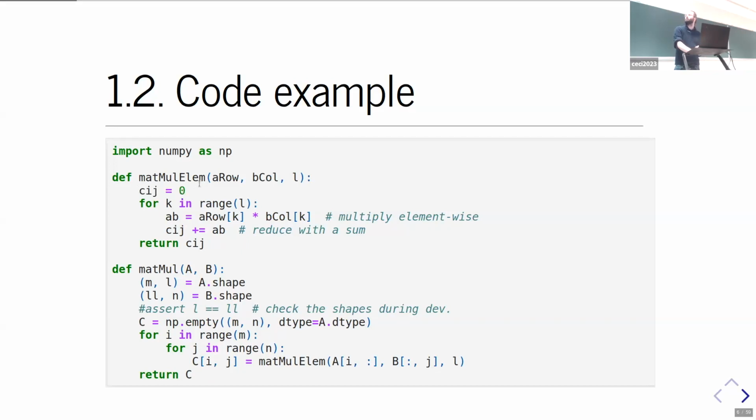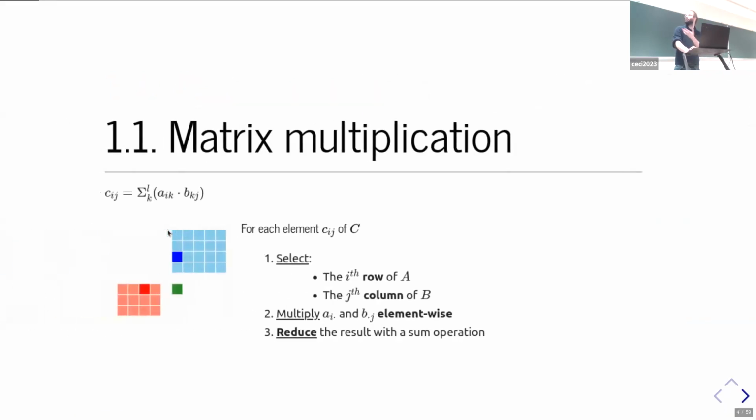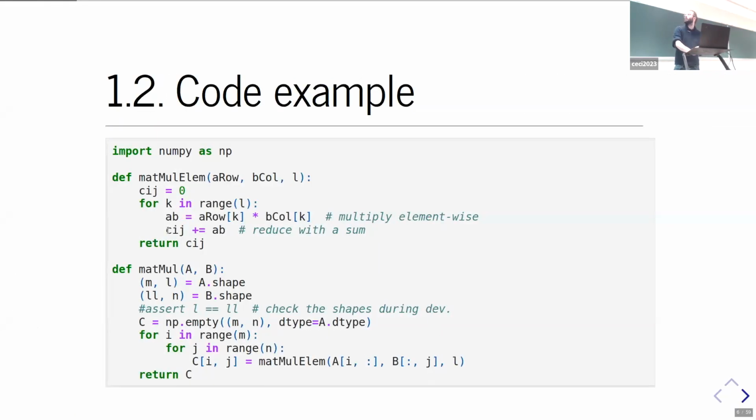So this is what I just showed here. It is literally a translation of that into code. I reduce with a sum, and this is for 1 element. Of course, I need to do that for all elements. So for i in range m, for j in range n, I do that for all elements of the matrix. Yes, I'm using numpy arrays here. I don't want to bother with lists or anything.